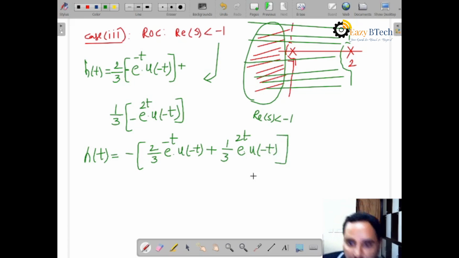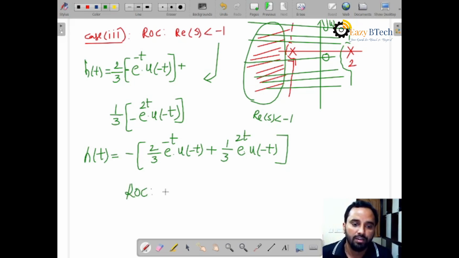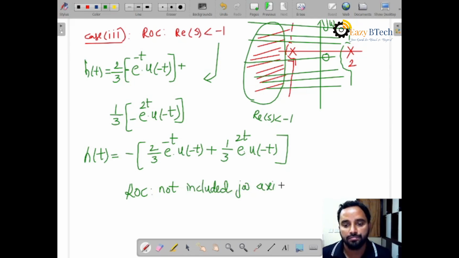So now observe the j omega axis. In this ROC, is the j omega axis included or not? This is the j omega axis, 0. Actually the ROC is less than minus 1, but 0, the j omega axis, is after minus 1. So the ROC does not include the j omega axis, therefore the system is unstable.